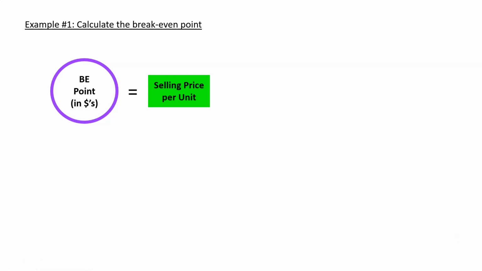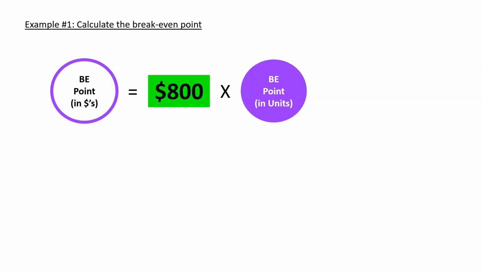What we also can do though is say, well, how many sales is that to break even? We call that the break even point in dollars, and that is where we take the sale price per unit and times it by that break even point in units. So in this case, the selling price is $800. The break even point in units was 12. 800 times 12 is 9,600.